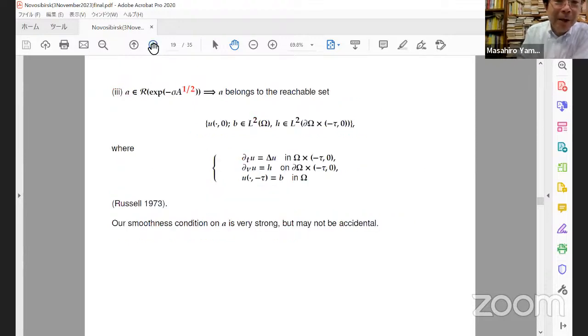Okay, and by the way, we need the exponent 2 over 3, but if it is smaller than a half, then this appears in the controllability or reachability problem of this. This means that this extreme smoothness is closely related with a controllability problem. Okay. Then that is the first result I would like to show.